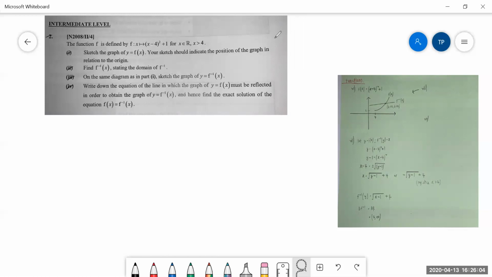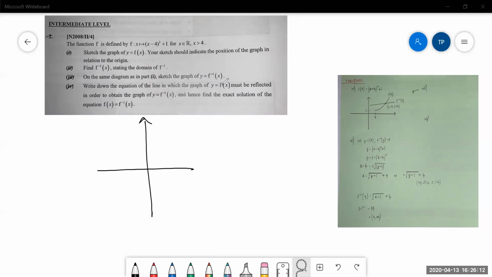I don't even know if it's correct though. I don't have a GC right here, but it should not be difficult to draw because we know that the minimum point from this is 4, 1. And we know it's a minimum point because if you expand this out, the coefficient of x squared is positive, so it's a smiling curve. So it's 4, 1, somewhere here. But the domain states that x must be greater than 4, so we know that it's only half of it. So it's correct. Technically you don't really need a GC to draw.